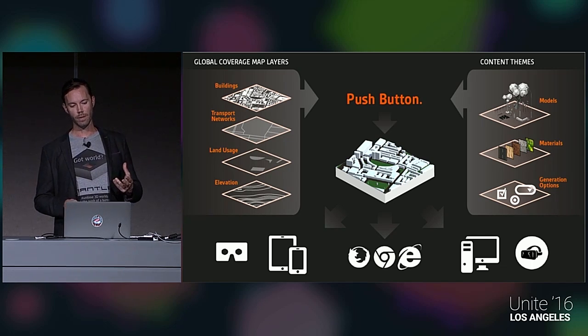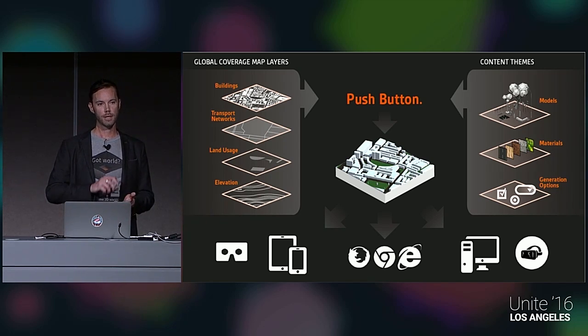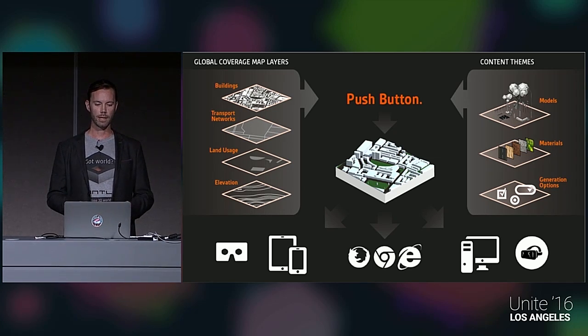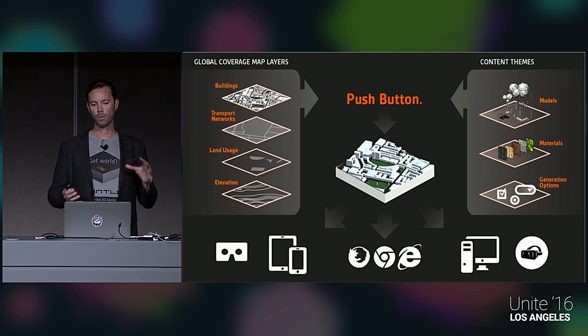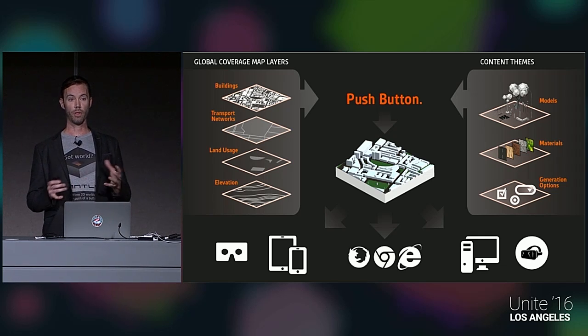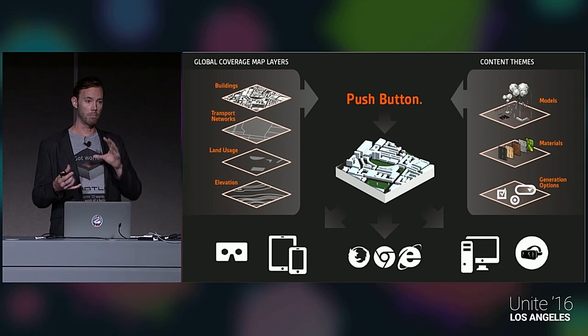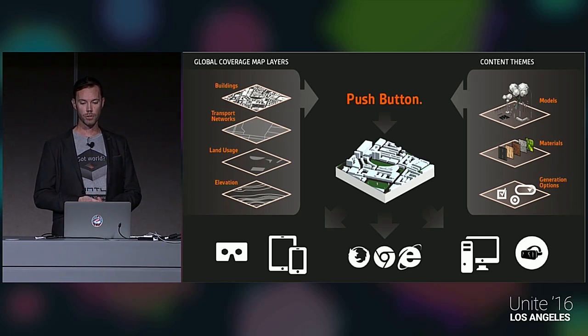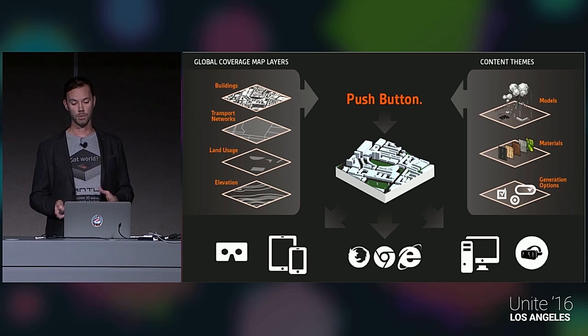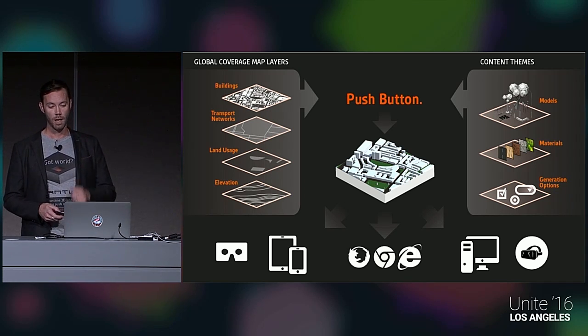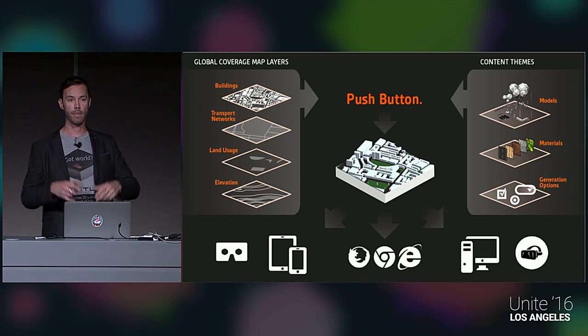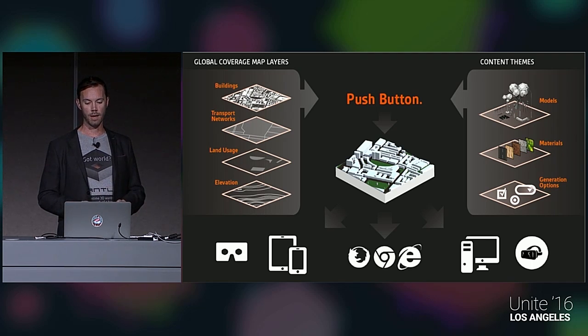So the way that we do that is with the mapping information, we take the various layers that are available to us, so buildings, transport networks, land usage, and elevation. And then with the Mantle content, we create what's called a theme. And that theme holds the models that you want to use, the materials you want to use, and then the generation options we use to stitch that all together. Then you hit play, and we create that world in runtime, and then you can export that out to the devices that you're after using Unity.